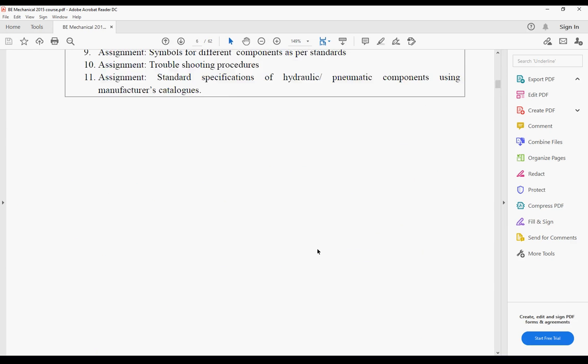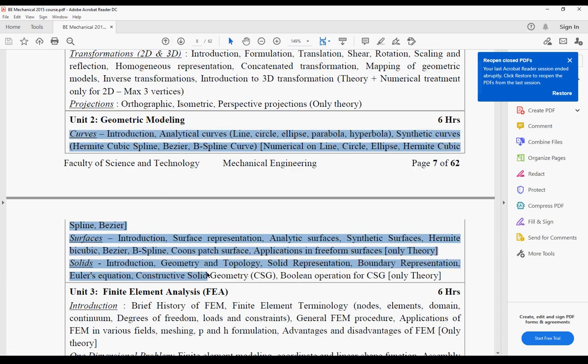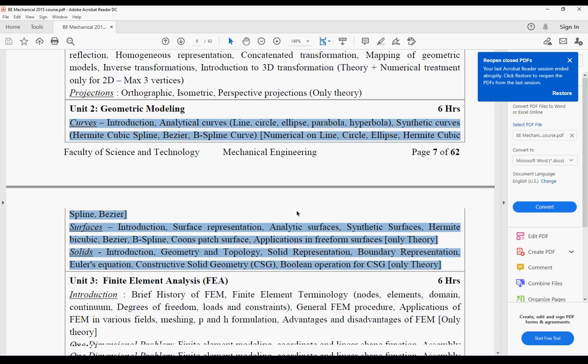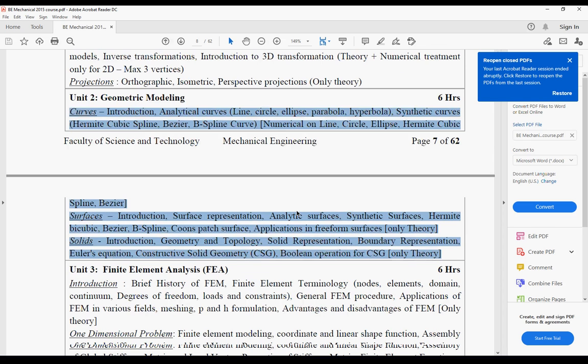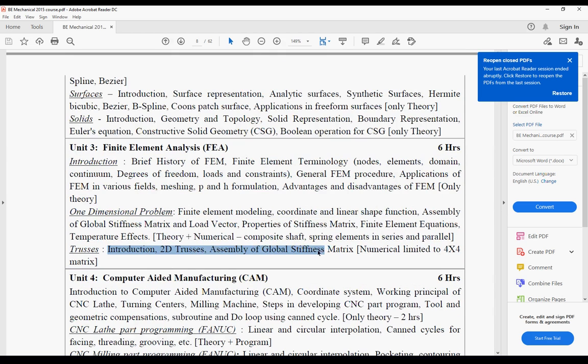Okay. So this transformation we have covered fully. Then curves, solid surfaces, each and every part I have taken care of. In the syllabus itself, NURBS is not mentioned. So, the Hermite cubic spline curve and Bezier we have done. Unit 3 is covered as a part of your finite element analysis. So you know, trusses we have completed and beams we have started.